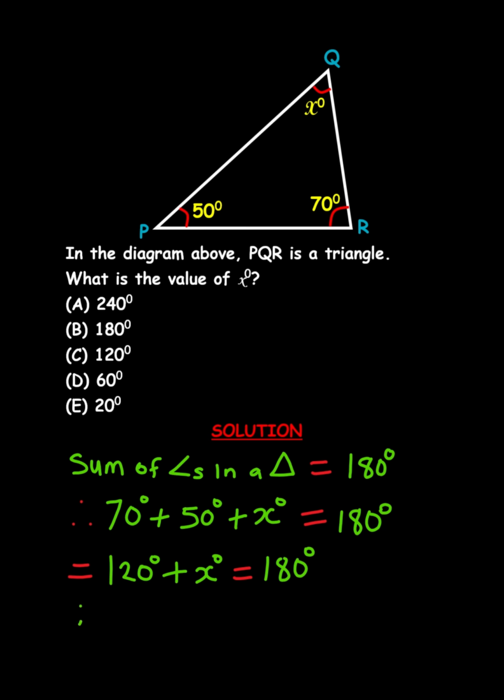Then let's subtract 120 degrees from both sides, which gives x degrees equals 180 degrees minus 120 degrees equals 60 degrees. The correct answer is D.